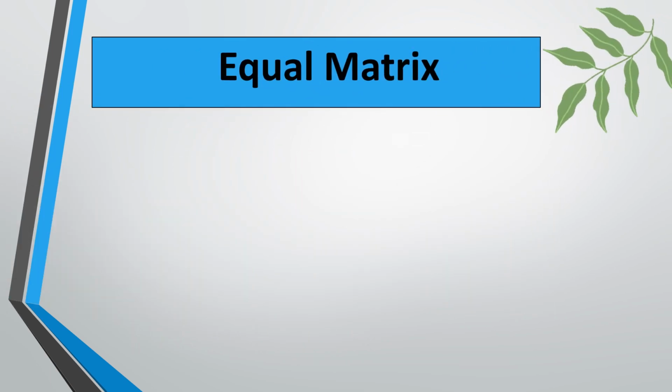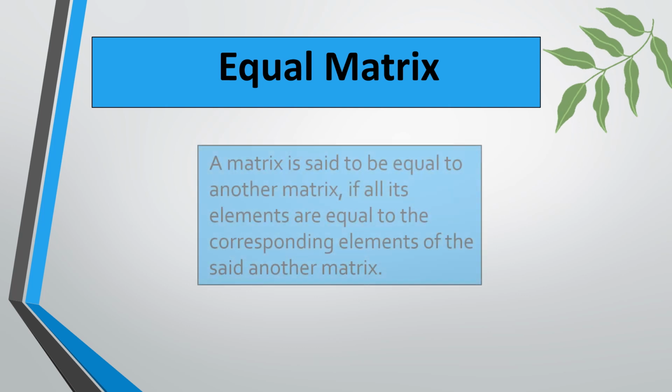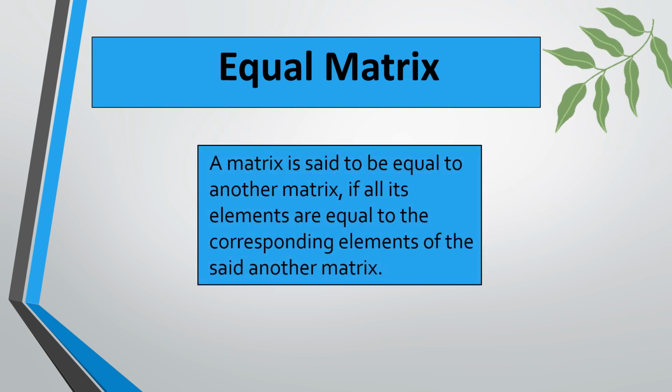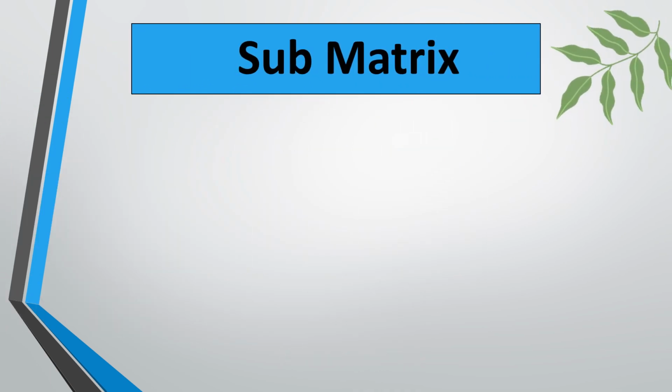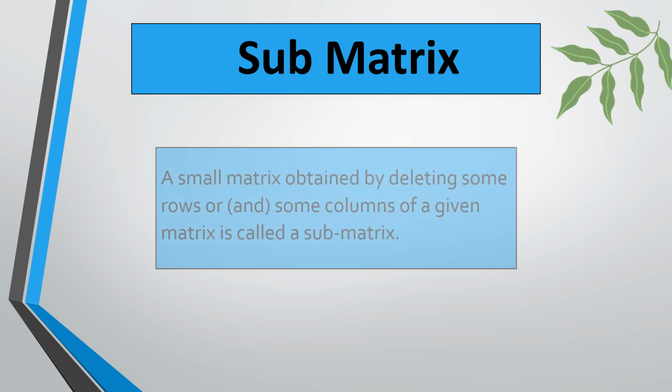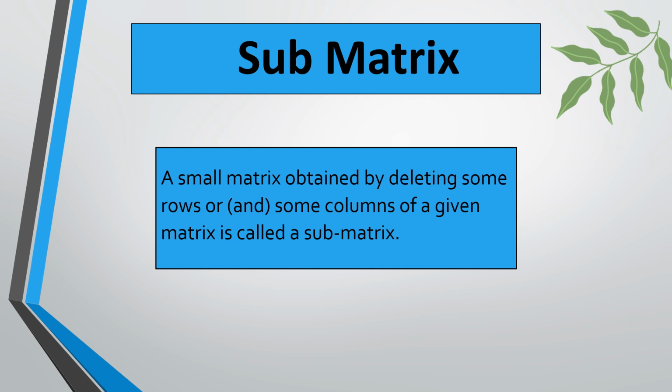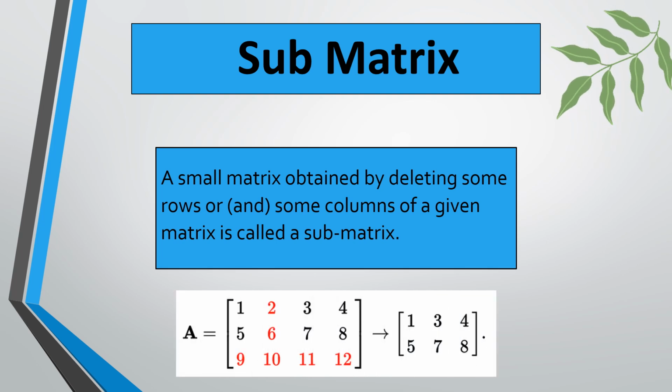Equal matrix. A matrix is said to be equal to another matrix if all its elements are equal to the corresponding elements of the said other matrix. Submatrix. A small matrix obtained by deleting some rows or some columns of a given matrix is called a submatrix.